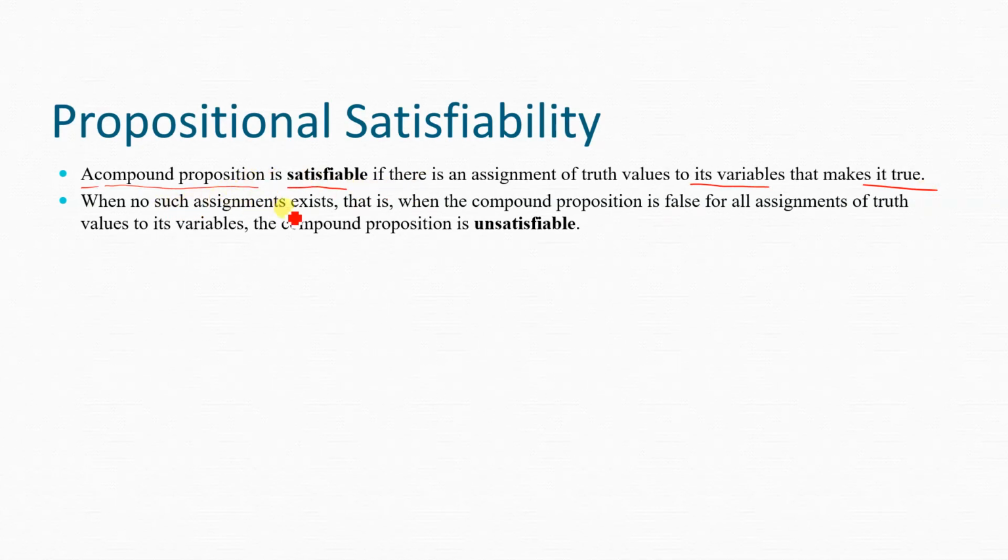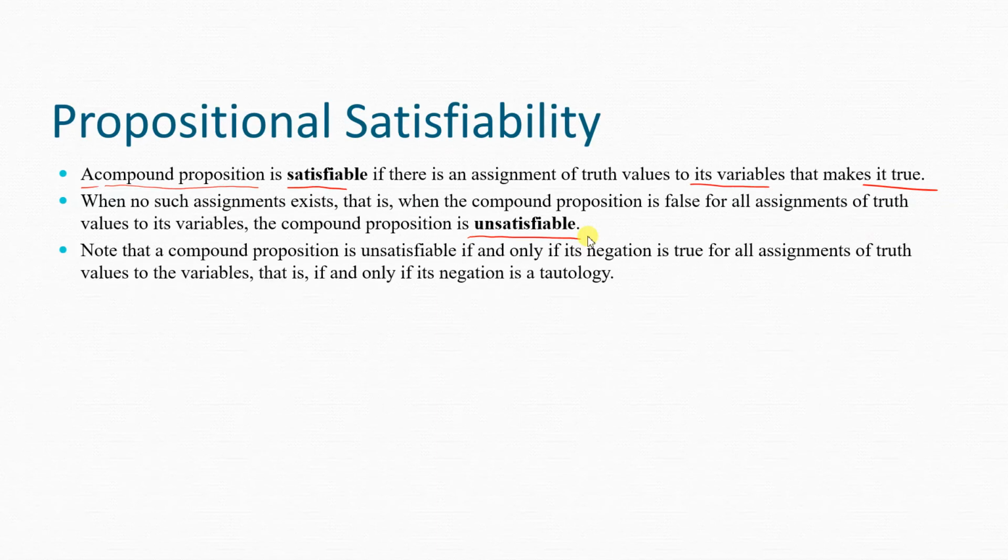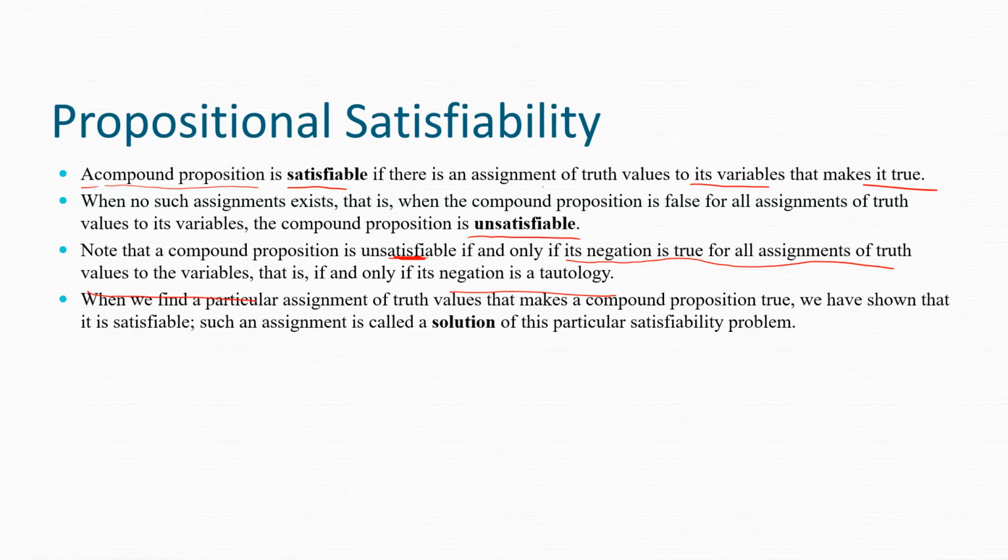Or when no such assignment exists, that is, if we are not able to assign truth values to the variables for which the given compound statement is true, then the proposition is called unsatisfiable. And know that a compound proposition is unsatisfiable if and only if its negation is true for all assignments of truth values to the variables. That is, its negation is a tautology. So if the negation of a compound proposition is a tautology, then the compound proposition is unsatisfiable.